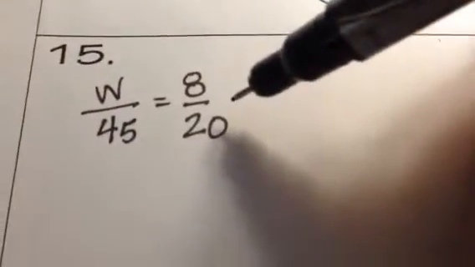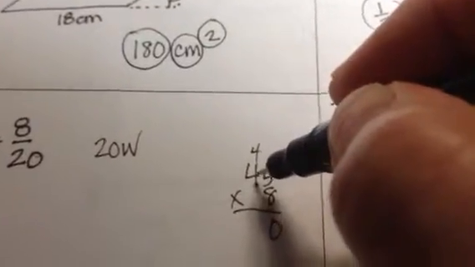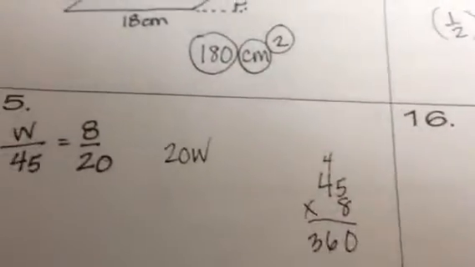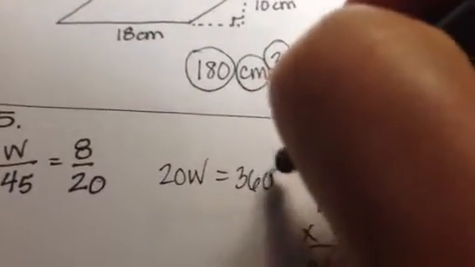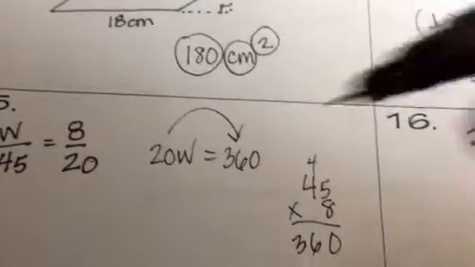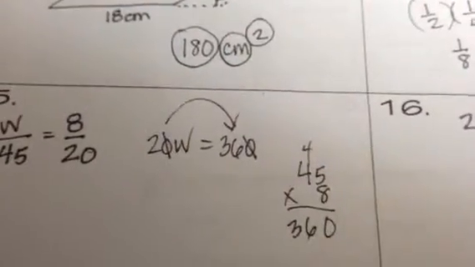Number 15 is a simple cross multiplication question. So we cross multiply, you get 20W equals what? Well, what's 8 times 45? I don't know. Let's do it over here. 8 times 45. 8 times 5 is 40. 8 times 4 is 32, plus 4 is 36. So I get 360. So 20W equals 360. That's not my answer. I have to divide 20 into 360. But what I'm going to do is divide both of them by 10 right now by simply taking off that 0. Okay?